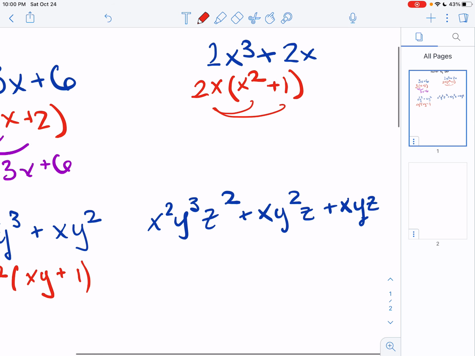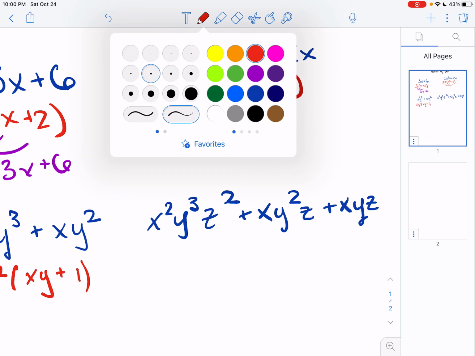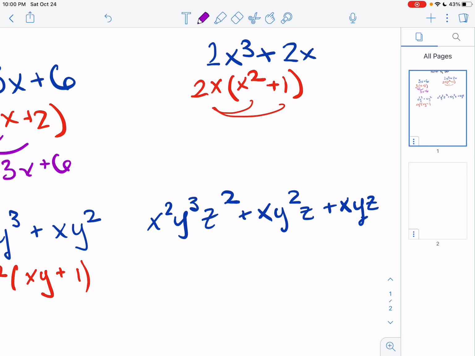The last one has 3 terms in it. So we have 3 different variables here. We have x, y, and z. So the first variable is x. We have x squared in the first term. We have x in the second term. We have x in the third term. So the greatest thing in terms of x that we can pull out is just x.